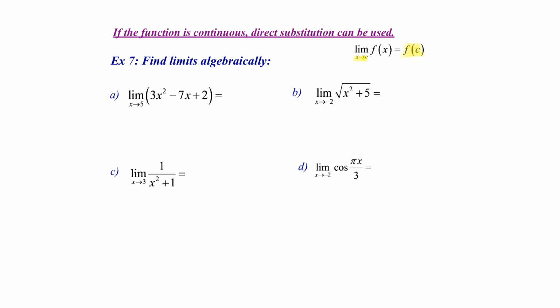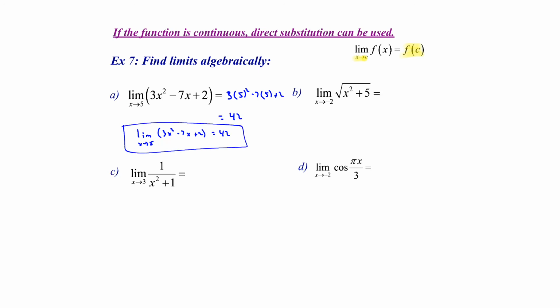So the limit as x approaches 5 of 3x squared minus 7x plus 2. This is a continuous function. It's a polynomial function, so we should be able to say 3 times 5 squared minus 7 times 5 plus 2 is equal to 42. So the limit as x approaches 5 of the polynomial function 3x squared minus 7x plus 2 is equal to 42.